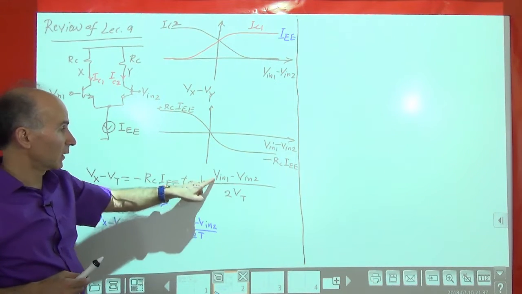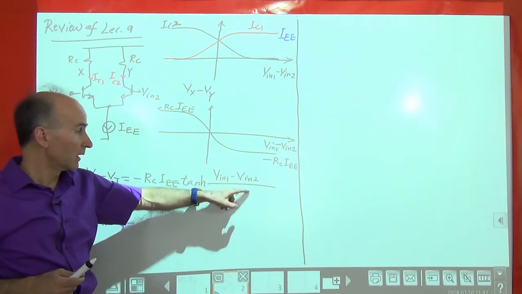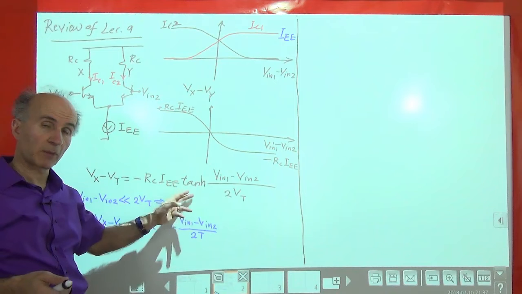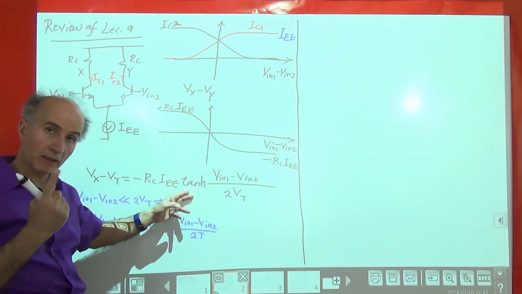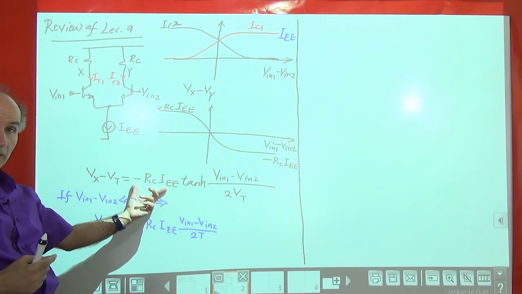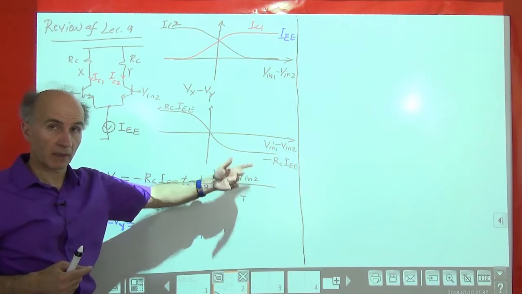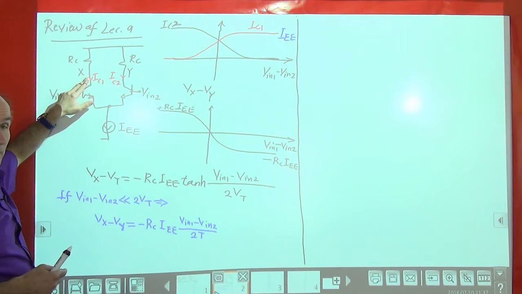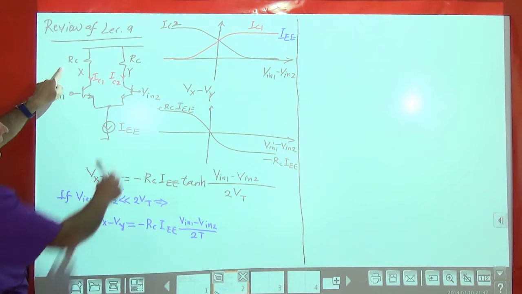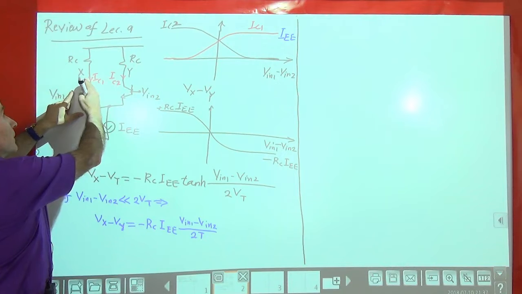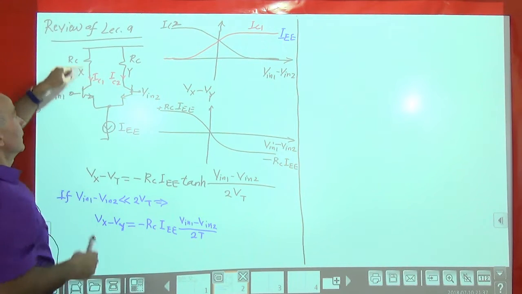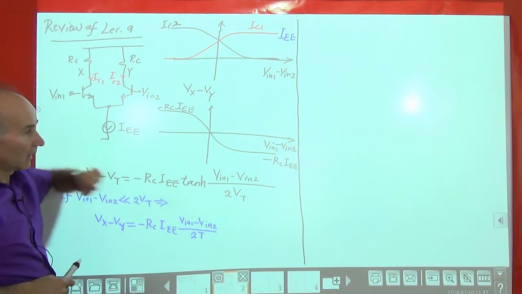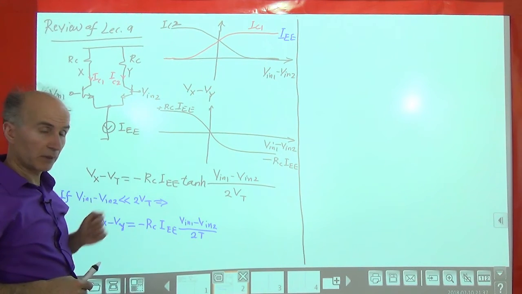And then if Vin1 minus Vin2 is very positive, this argument is a large number, so the hyperbolic tangent of that number would be 1. So we end up with minus RC IEE, which is on this side. And all that means is that Vx is lower than Vy, and that makes sense because Vin1 is high, Vin2 is low, all the current goes this way, so Vx is at a lower amount than Vy. Vy is at VCC. And conversely, when we are over here.